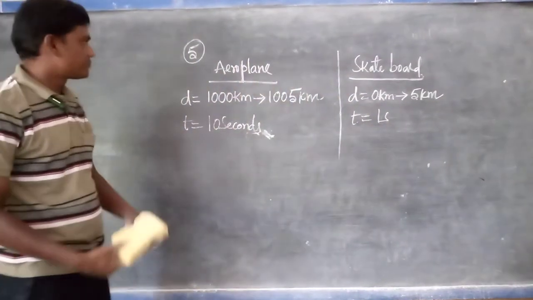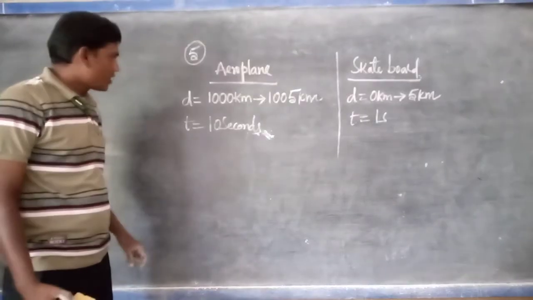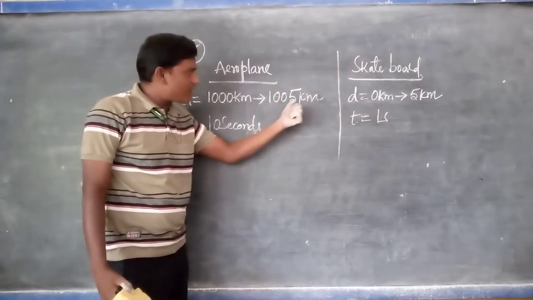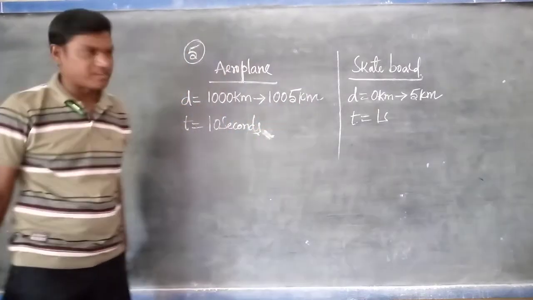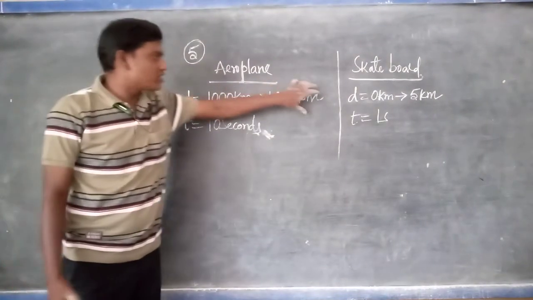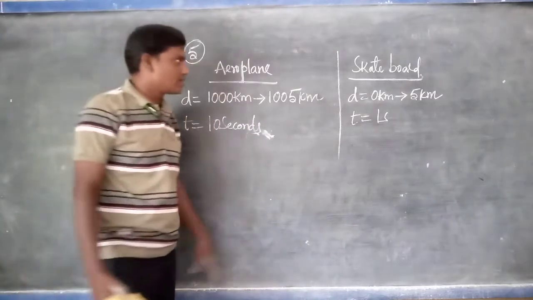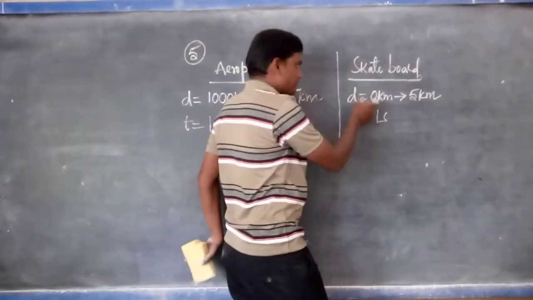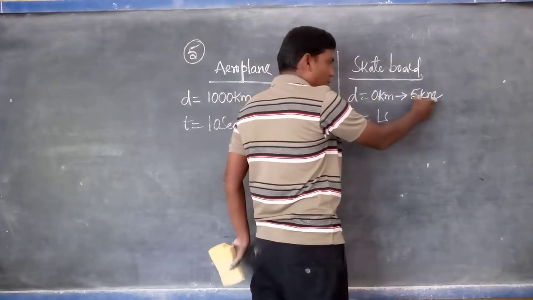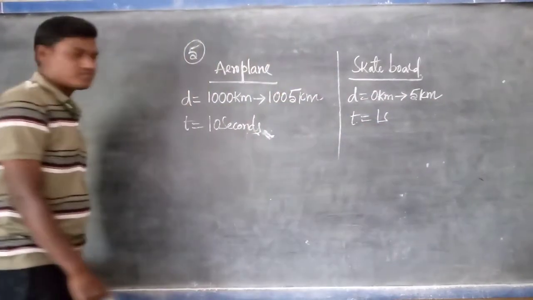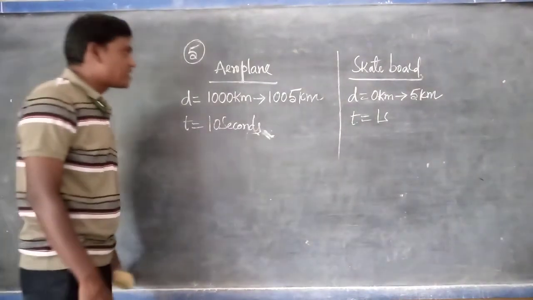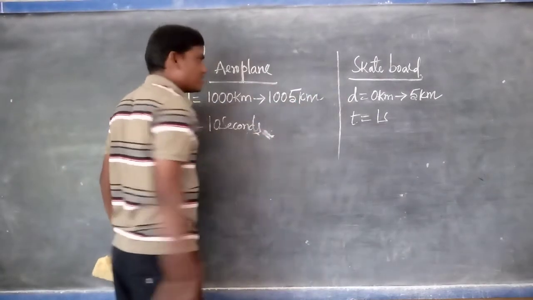So the next one: an aeroplane covers 1000 kilometers to 1005 kilometers in 10 seconds. Listen very carefully. An aeroplane covers the distance from 1000 kilometers to 1005 kilometers in 10 seconds. Like this, on the other side, a skateboard starts from 0 and covers 5 kilometers in how much time? 1 second. Now we can find which one has greater acceleration among the aeroplane and the skateboard.